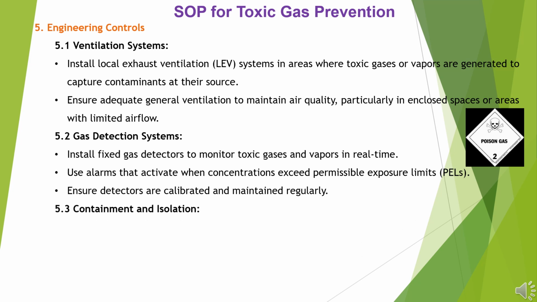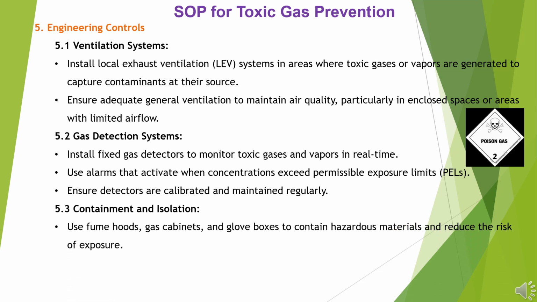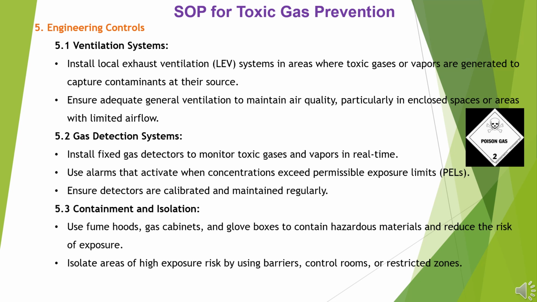5.3 Containment and isolation. Use fume hoods, gas cabinets, and glove boxes to contain hazardous materials and reduce the risk of exposure. Isolate areas of high exposure risk by using barriers, control rooms, or restricted zones.